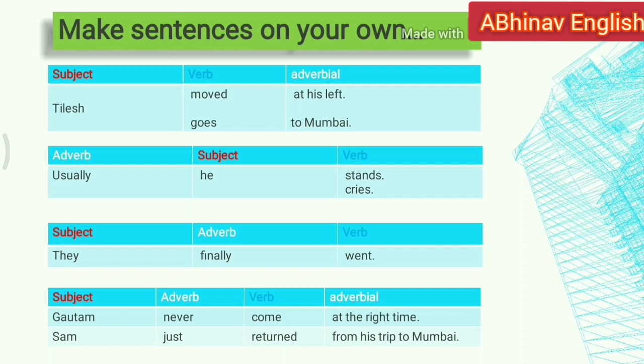These are the different constructions that you can notice. Subject, adverb, verb, adverbial. In the last table, Gautam never comes at the right time. Sam just returned at the right time. Likewise, you can make different sentences which are simple in structure.